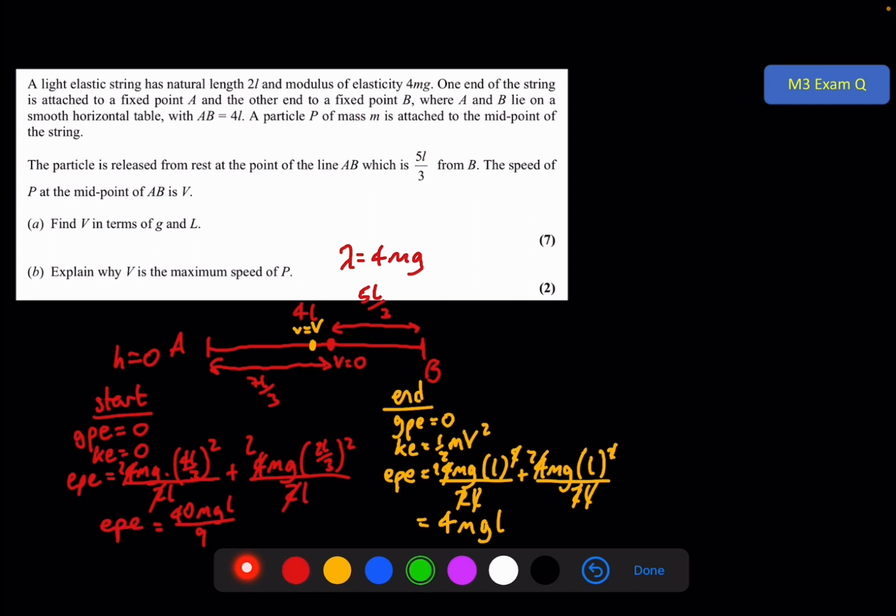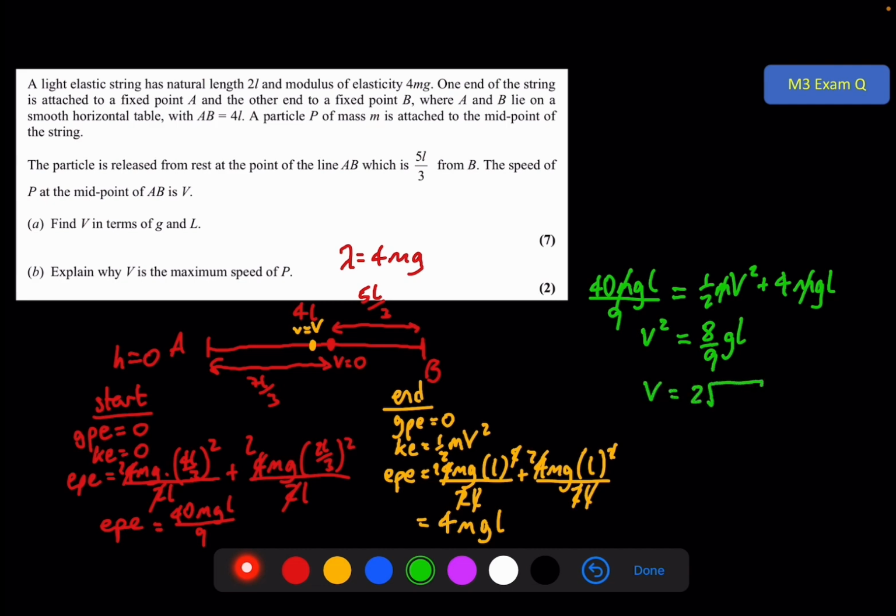So the energy at the start, 0 plus 0 plus 40 mgL over 9 must equal the energy at the end, 0 plus a half mv squared plus 4mgL. All of the m's cancel, and we can rearrange to get v squared is equal to 8 over 9 gL. Then when we square root that gives us 2 root 2gL over 3. So we get 2/3 root 2gL. All of that is a fairly large part A.